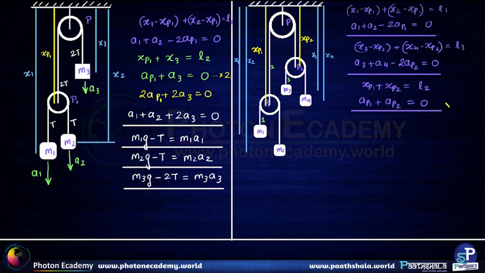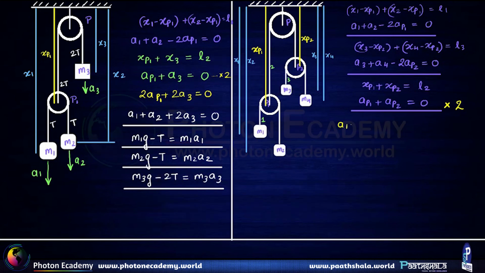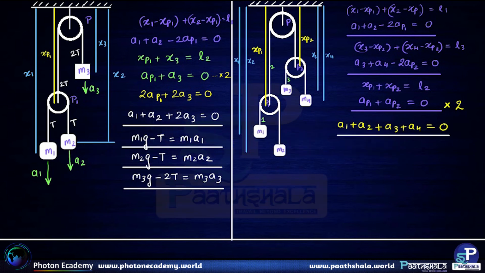So if we multiply the third equation with 2 and add all the three equations, we would get a1 plus a2 plus a3 plus a4 equal to 0. This would be our constraint motion equation. So let me underline it in white.